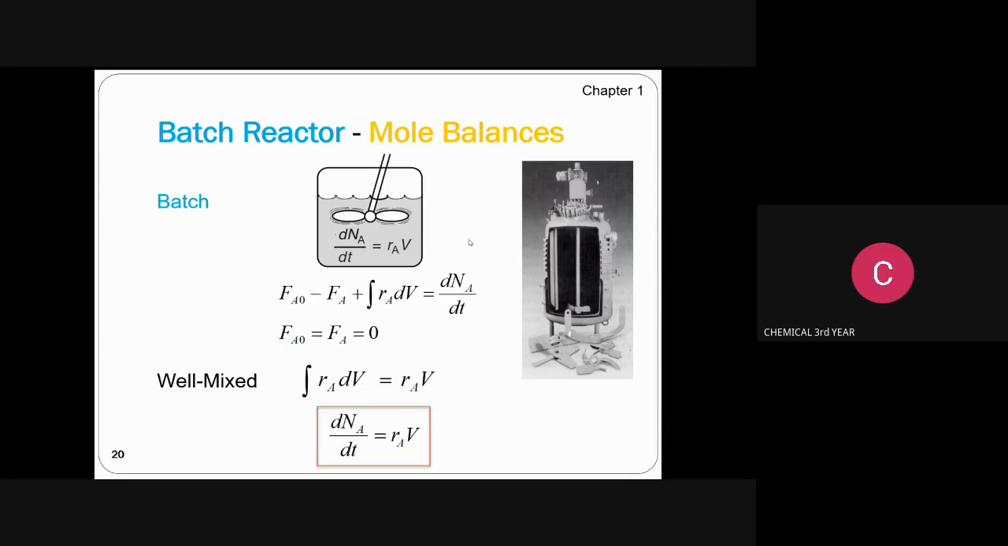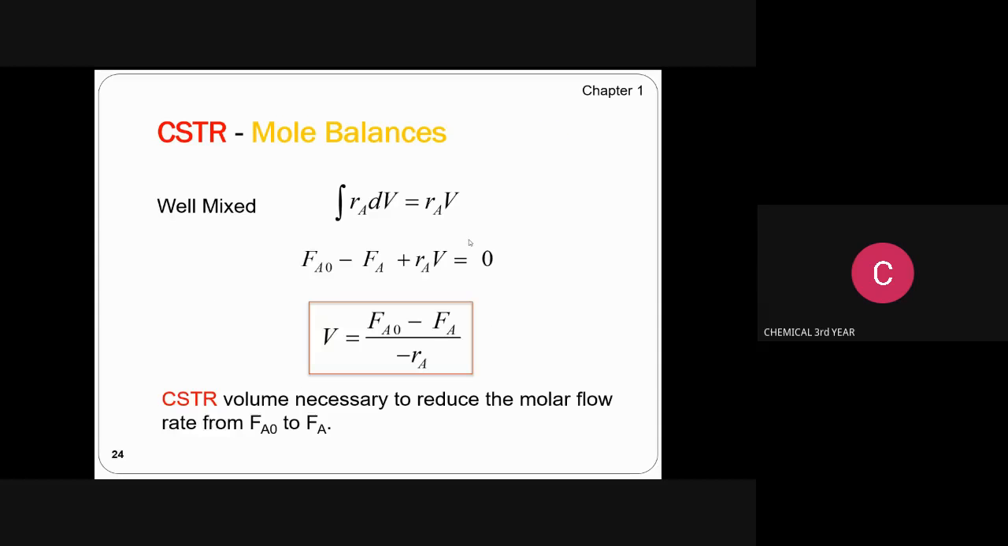Generally, this is the batch reactor to use the mole balance. FA0 minus FA plus the integral of RA dV equals dNA by dt. The same formula holds for all equations.